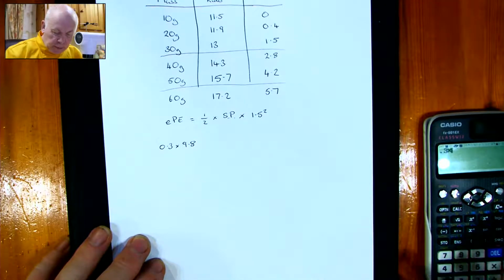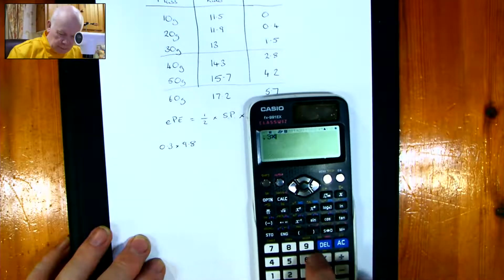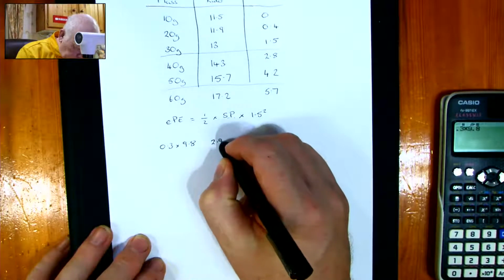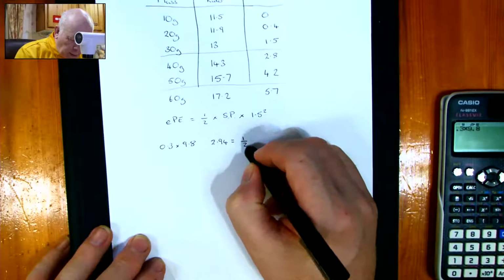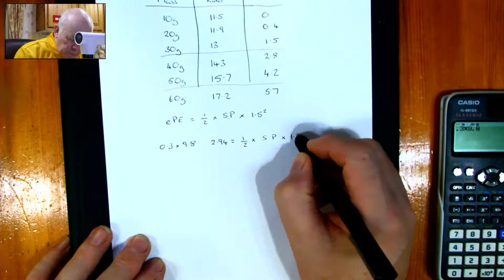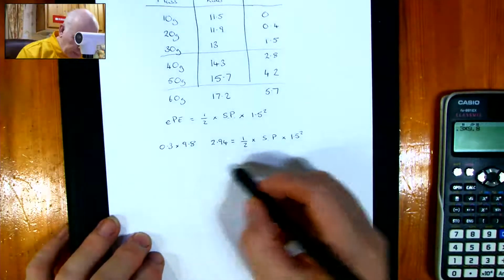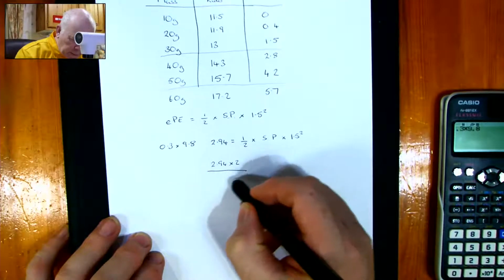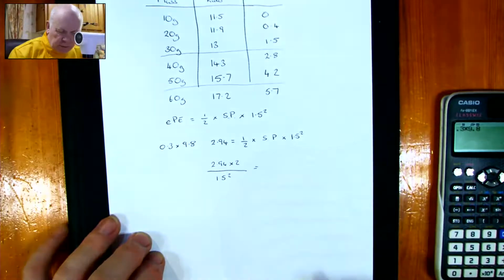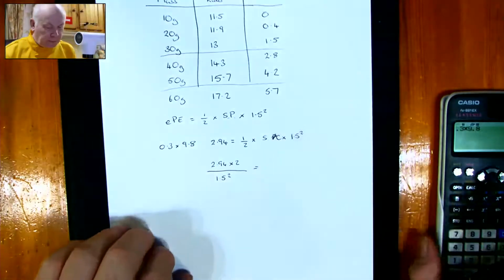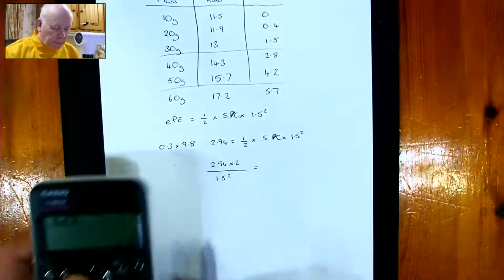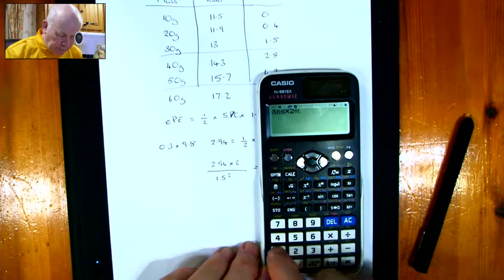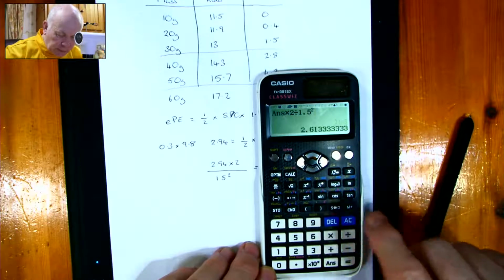So I've got 0.3 times my 9.8. That's going to give me 2.94. And that's going to equal a half times my spring constant times 1.5 squared. Let's rearrange that. So that's 2.94, multiplied by 2, and divided by 1.5 squared, and that should give me my spring constant. Right, let's do that. So I've got my 2.94 times 2, divided by 1.5 squared. That's going to give me my spring constant of 2.61.